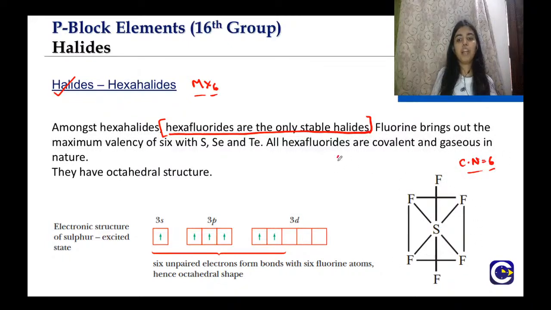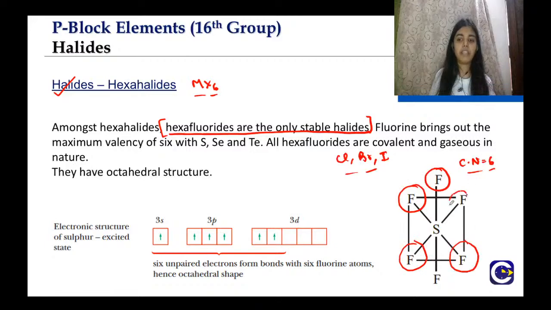Now if you take chlorine, bromine, iodine, what will happen is that chlorine, bromine and iodine are bigger elements, right? They are bigger in size. So the coordination number 6 will not fit them, right? As they are bigger in size, overcrowding will take place and therefore the stability is less.